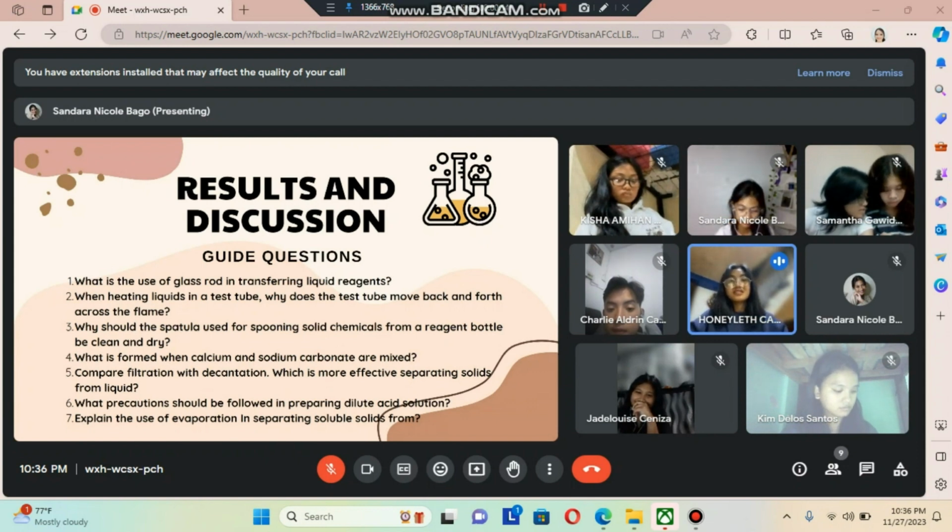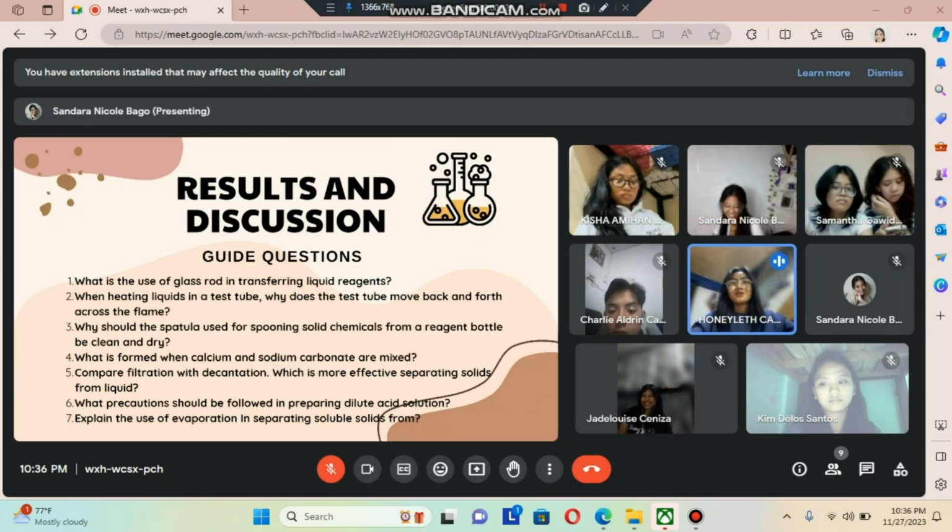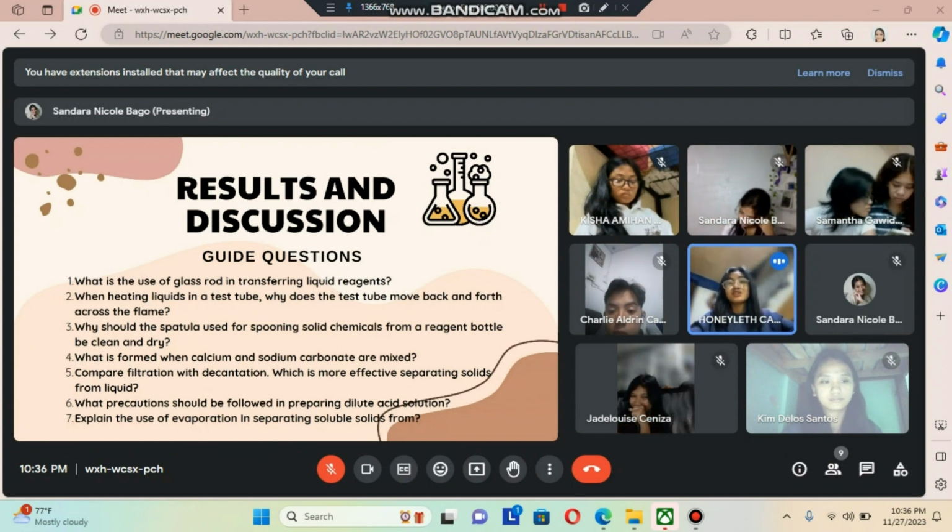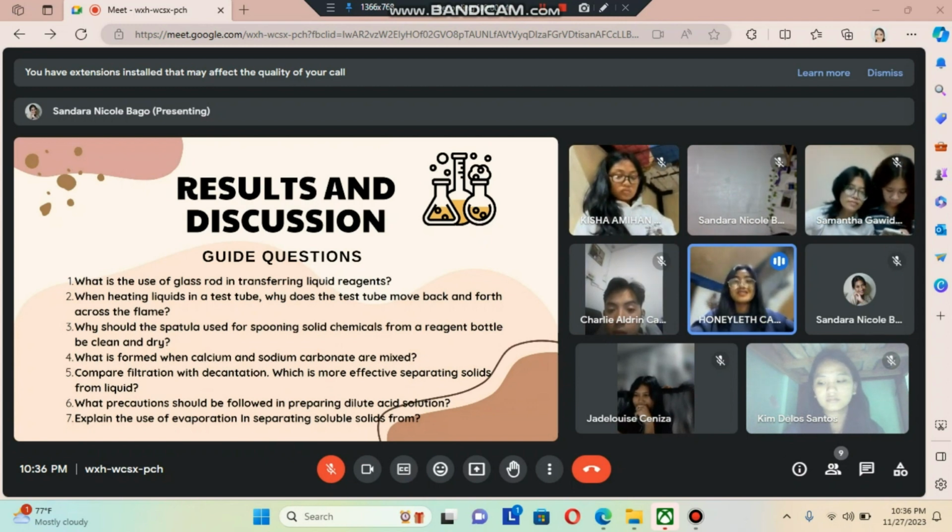Next question is, what precautions should be followed in preparing dilute acid solution? The precautions to take when making a dilute acid solution should include the necessity of eye protection, acid storage, waste disposal, location, choice of acid, dilution technique, knowledge, labeling, neutralization, an emergency plan of action, and personal safety gear.